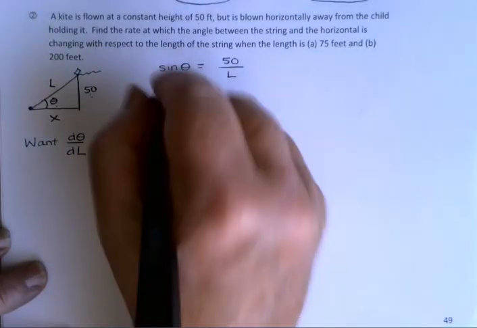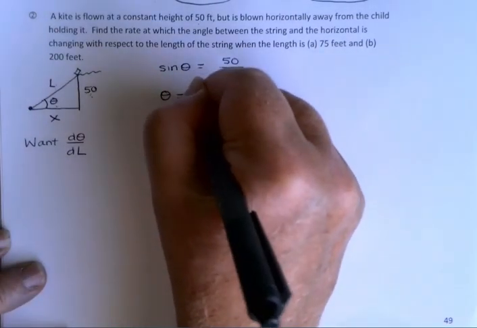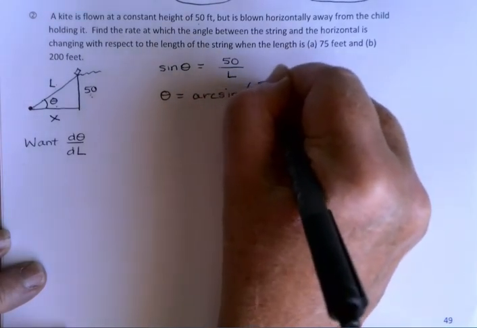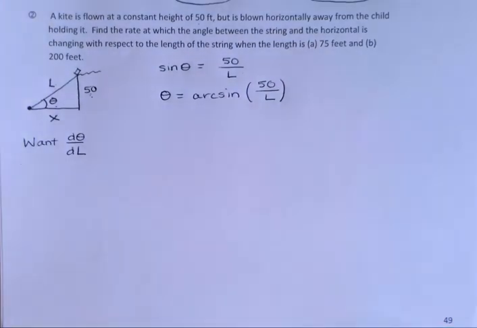And so I could do the arc sine on both sides. Theta would be the arc sine of 50 over L. Now, I could work with this, but I want to talk about a slight change using a little bit of trig that might be an advantage.